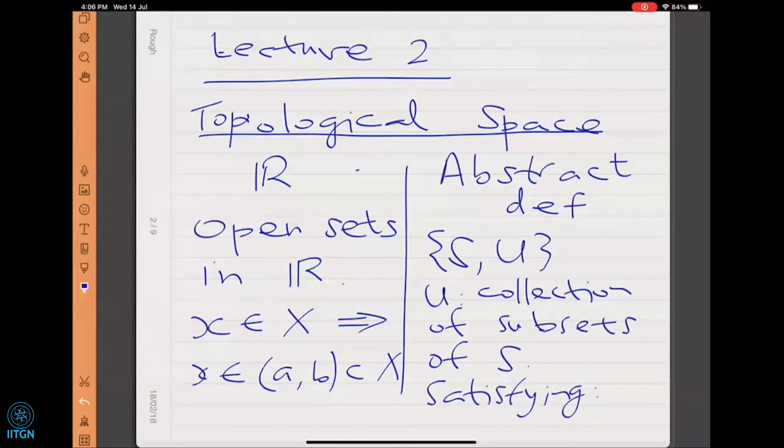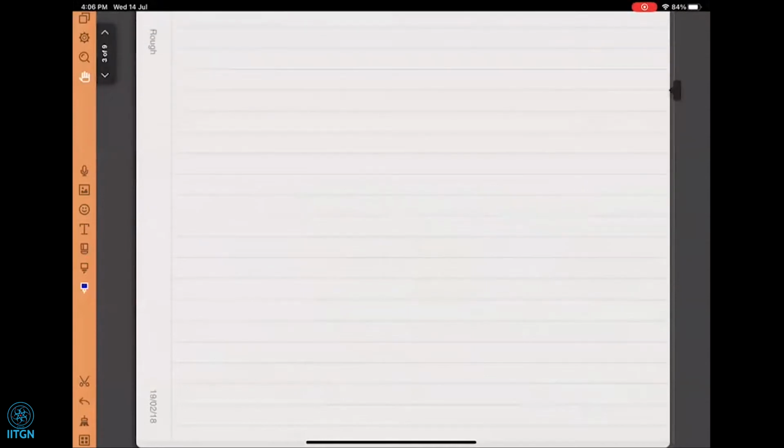And the axioms you can sort of think of as, somehow I don't have the page advance. Sorry, this is really not going well. Yeah. So satisfying axioms 1, 2, and 3, which I wrote last time. And with that, this structure is a topological space.